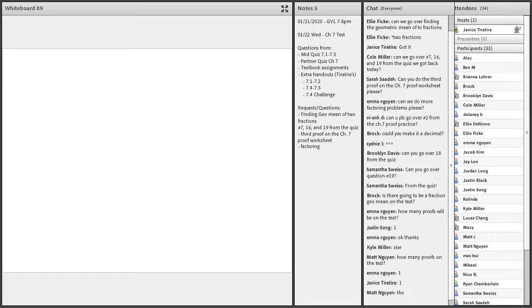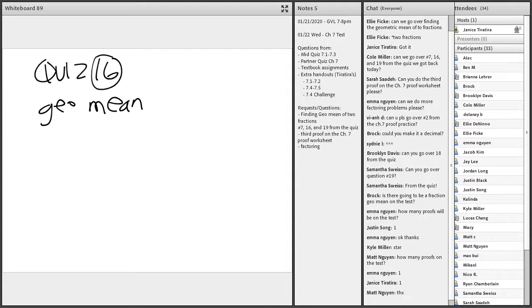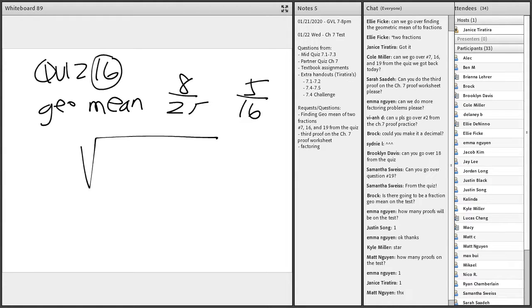Okay, so the next question was number 16 and 19. So this is still the quiz, 16, and this is, let's see, geometric mean. That one I kind of went over earlier, but it's a good one to talk about. Someone asked earlier, it was between 8/25 and 5/16. So to cut to the chase, you take the product and you square root it.